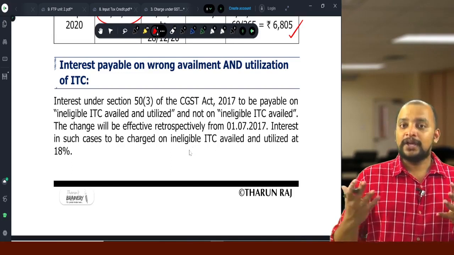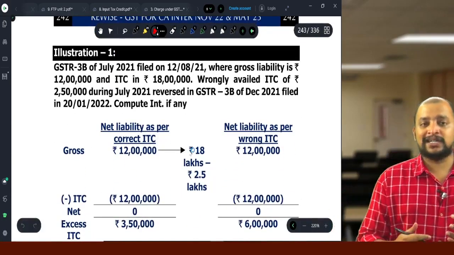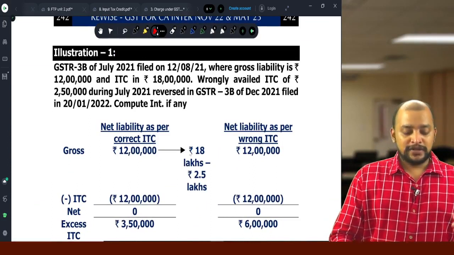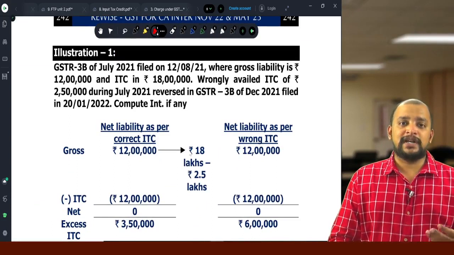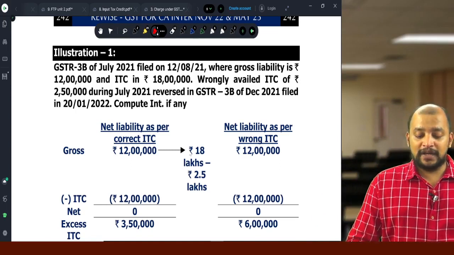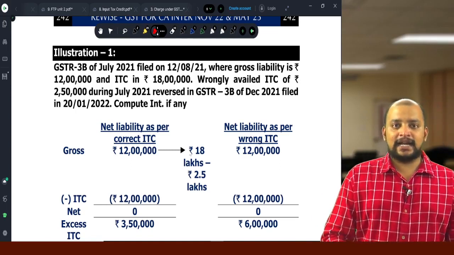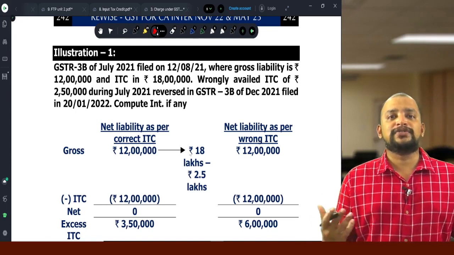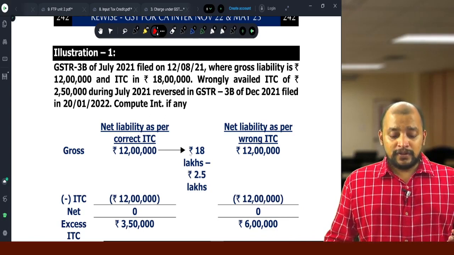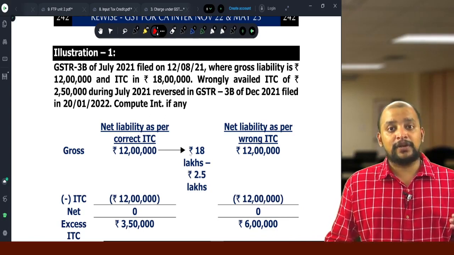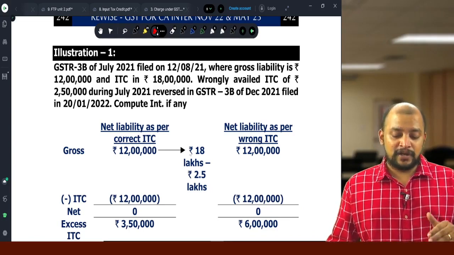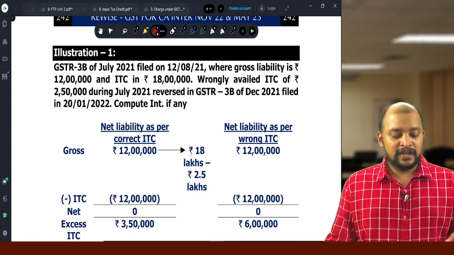For example, you can see this question here: GSTR 3B of July 2021 filed on 12th August. Actually, the July 2021 due date is 20th of August, but it is filed on time, that is 12th of August, where the gross liability is 12 lakhs and the ITC is 18 lakhs. So there is enough balance of ITC, so we use that ITC to pay the 12 lakhs. So the net liability will become 0. Now for this month, the wrongly availed ITC of 2,50,000 during July 2021 is reversed in GSTR 3B of December 2021 filed on 20th January.